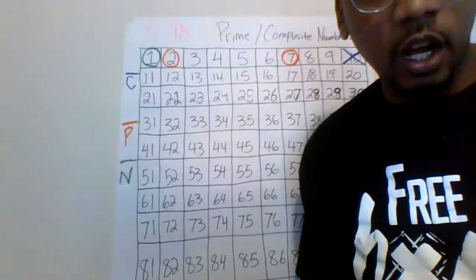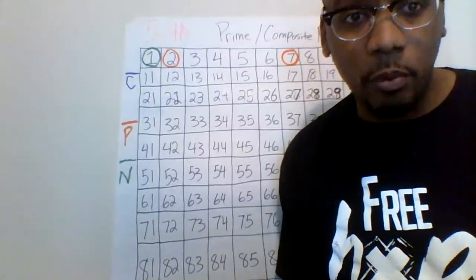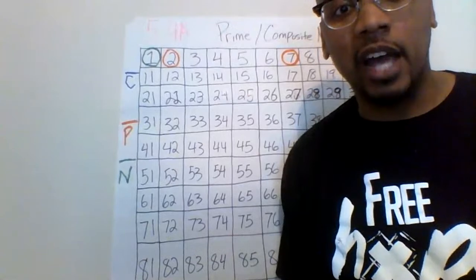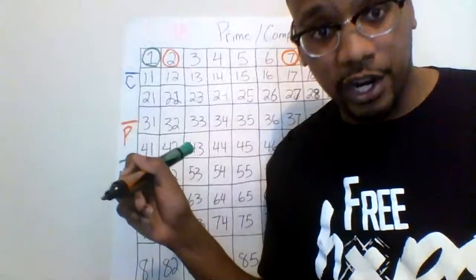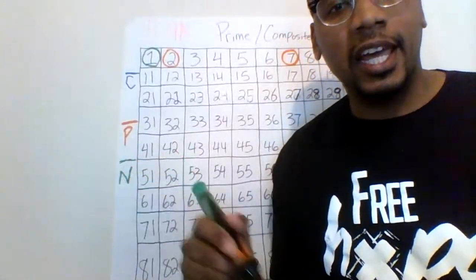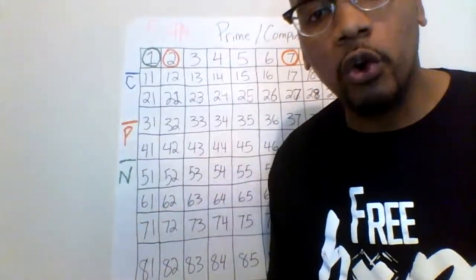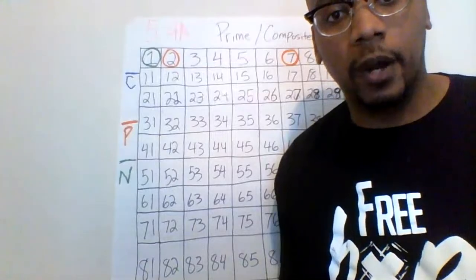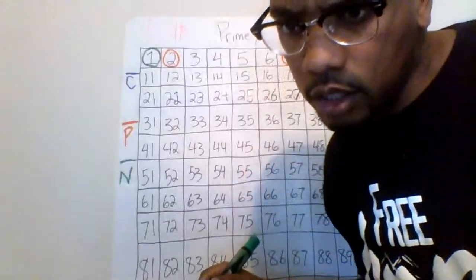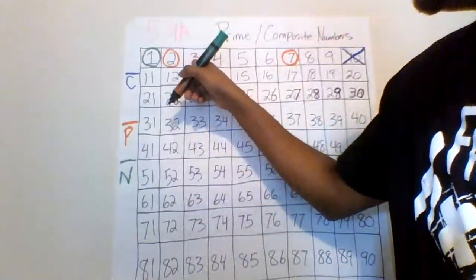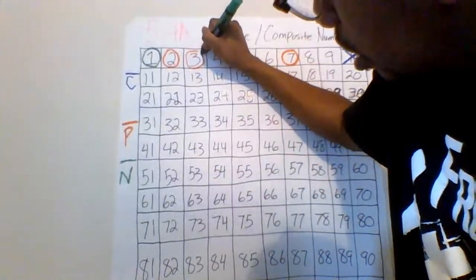All right? Moving on. The number 3 is also prime because the only numbers I can multiply to get 3 is 1 times 3. Again, Mr. Traham, but 1.5 times 2 equals 3. I'm only dealing with whole numbers. The only whole numbers I can multiply is 1 times 3. So the number 3 is also prime, so I'm going to circle it.